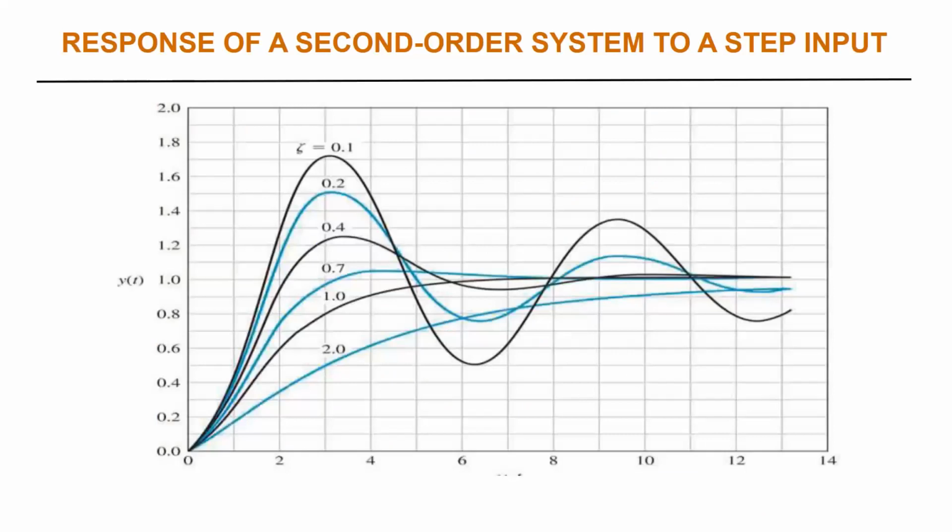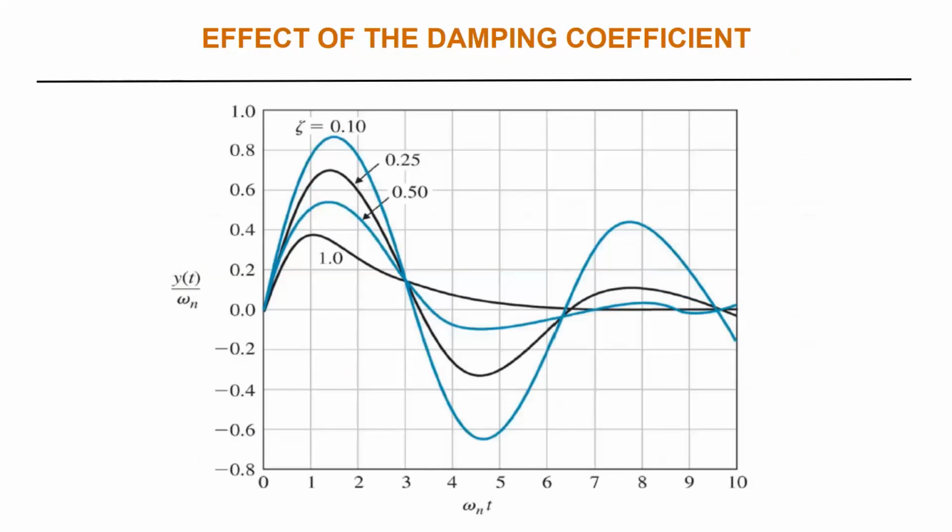Okay, so look, this is another graph where we zoom in on zeta more. This is 0.1, 0.2, 0.4, 0.7. As zeta increases, the overshoot will decrease until it disappears in the critically damped case. Okay? This is another shot at it.